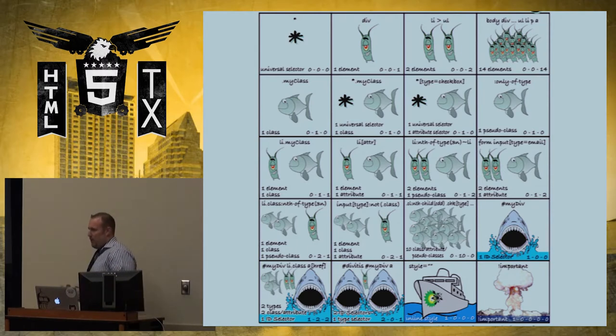Essentially, I don't want to spend too much time talking about it, but it's a number game. An element, let's say, is 1 point. Your class and CSS attribute selectors are 10 points. An ID is worth 100. If you do an inline style, it's worth 1,000. And then the nuclear bomb that is important is 1,000,000. It's the one that rules them all.